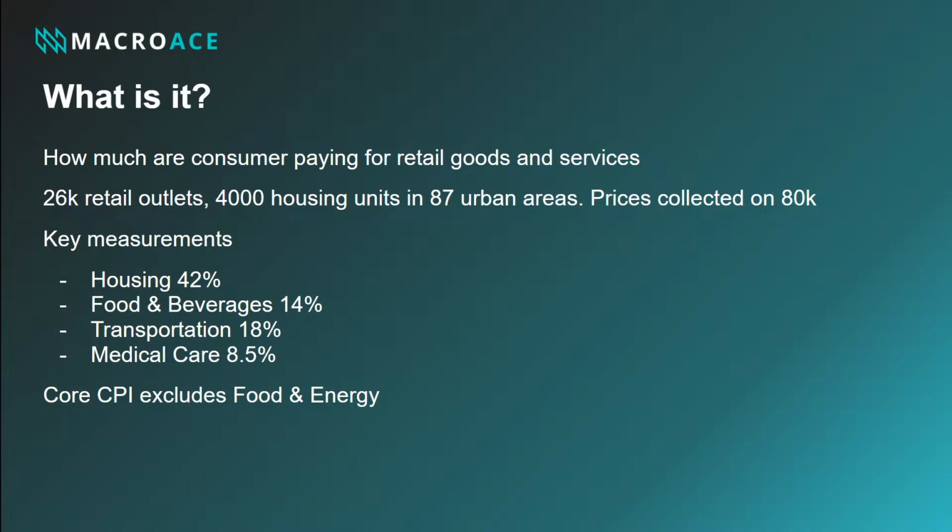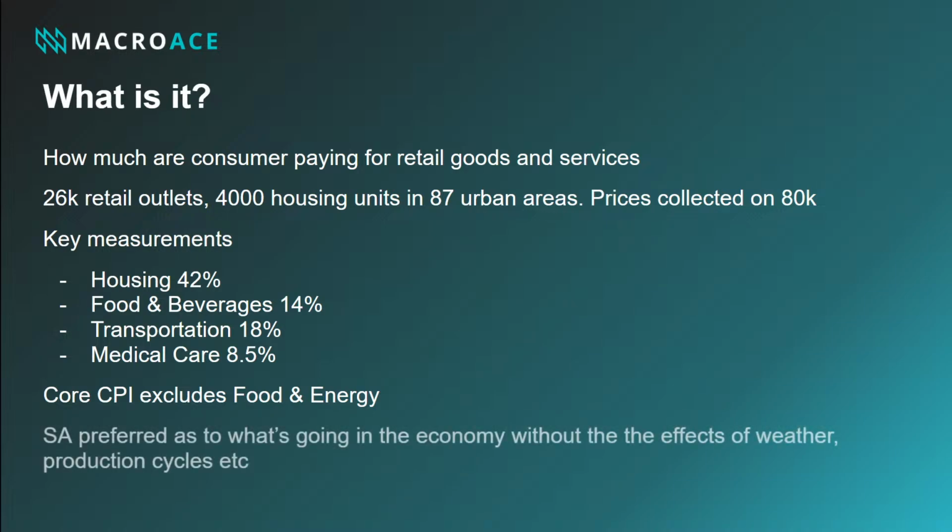And of course, you have the core data, which excludes food and energy, which is seen as a better gauge of actual inflation. Then you also have the PC price index, which is the Fed's preferred measure of inflation, because it measures inflation across the USA and places less weight on energy as well. And for the monthly figure, the seasonally adjusted data is the more preferred, because that shows what's going on within the economy without the effects of weather, production cycles, and so on.